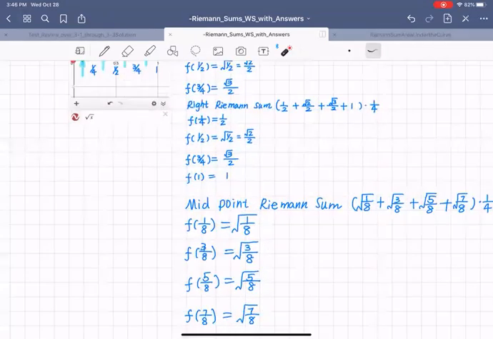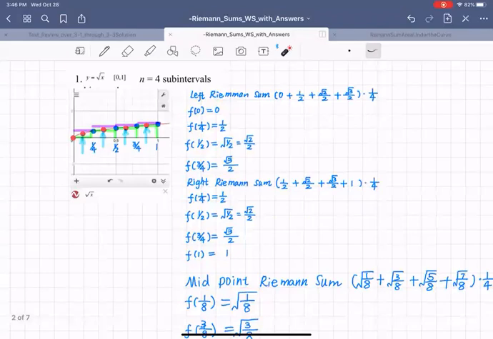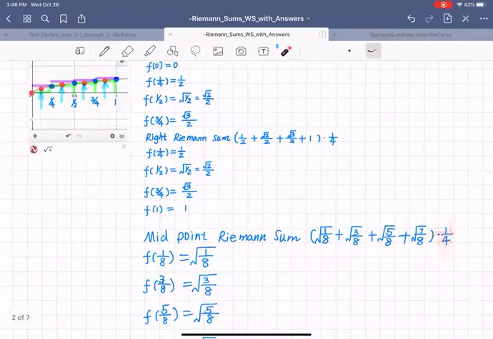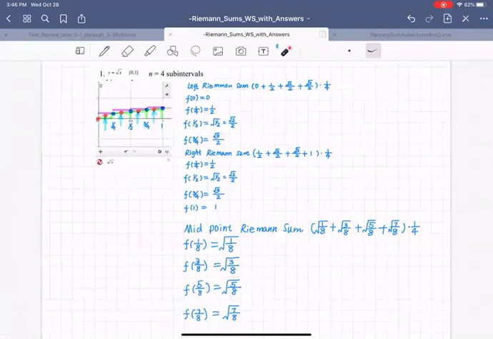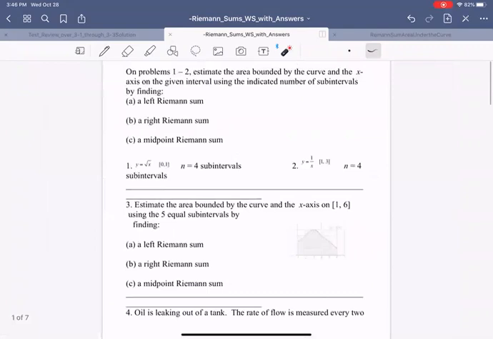So you get this individual height by plugging into the square root of x. So you got this, this, this, this. Now, based on this, you use this height and then times 1/4, which is the subinterval. That's going to be the area called the midpoint Riemann sum. Does that make sense? Yeah. Okay. Now that's the first example.